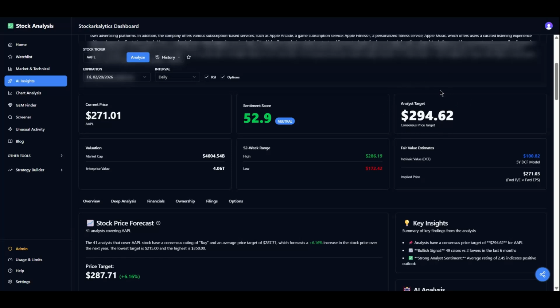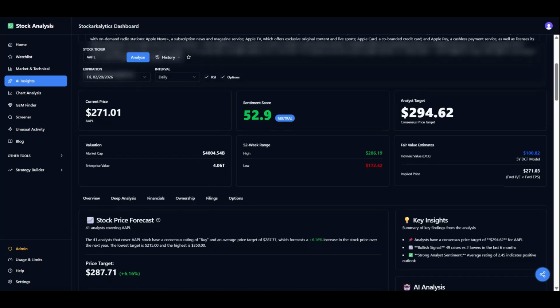Valuation includes market cap and enterprise value. Your 52-week range shows the recent high and low so that you can instantly see where price sits in the bigger range. And your fair value estimates give you intrinsic style estimates, like a DCF type value and an implied price model, so that you can compare market price versus modeled value.